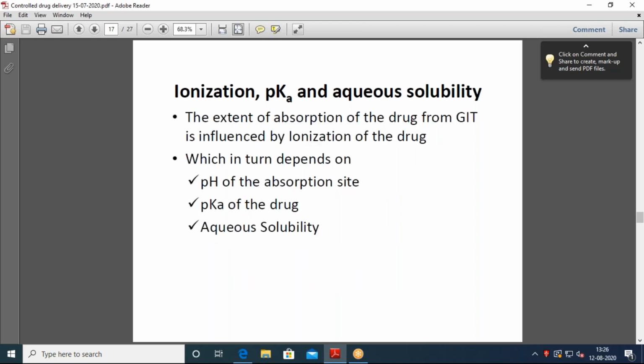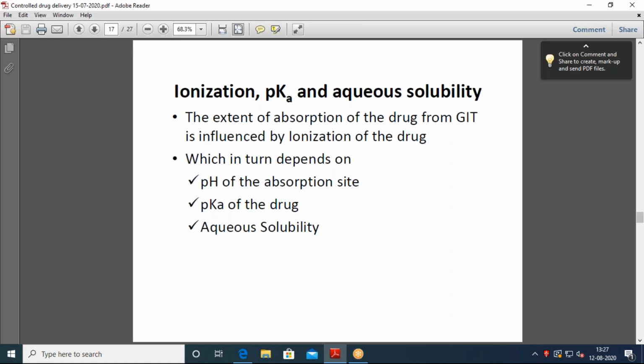Okay, next, as I told you, the extent of absorption of the drug is influenced by the ionization of the drug, or the degree of ionization, which in turn depends on three factors: the pH of the absorption site, the pK value of the drug, and the aqueous solubility. This is the main thing.